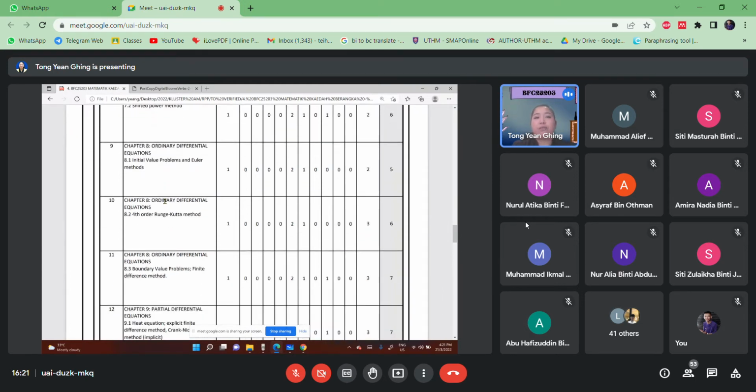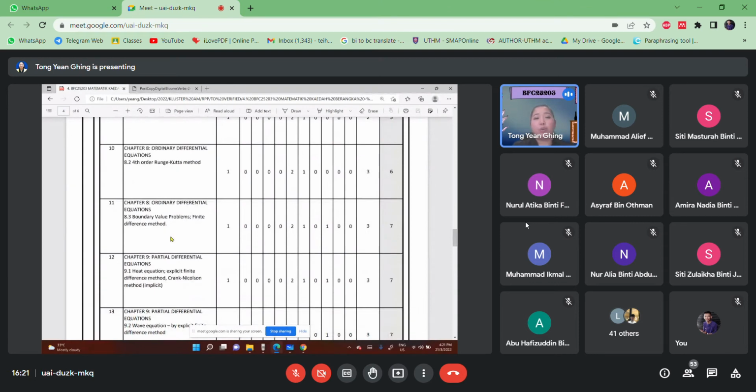Chapter 8 is regarding ODE, ordinary differential equations. So in chapter 8, basically we have 3 subtopics. The first one is initial value problems and Euler method, or basically this is already 2. And then 4th order Runge-Kutta methods, RK4. And then continue with boundary value problem, finite difference methods.